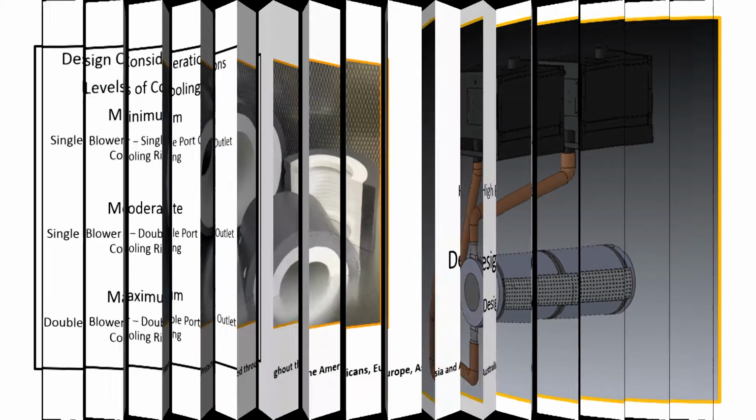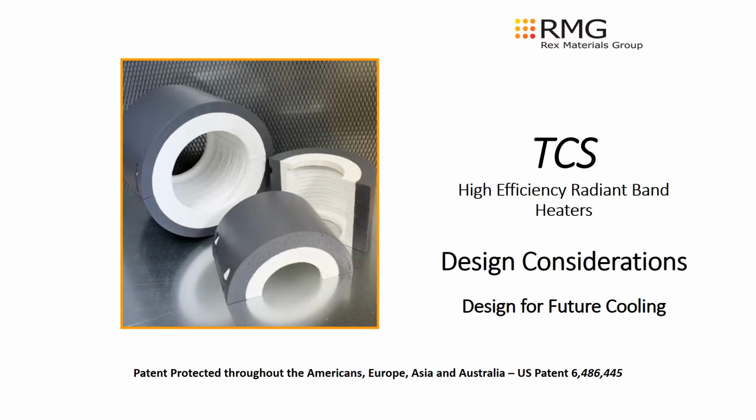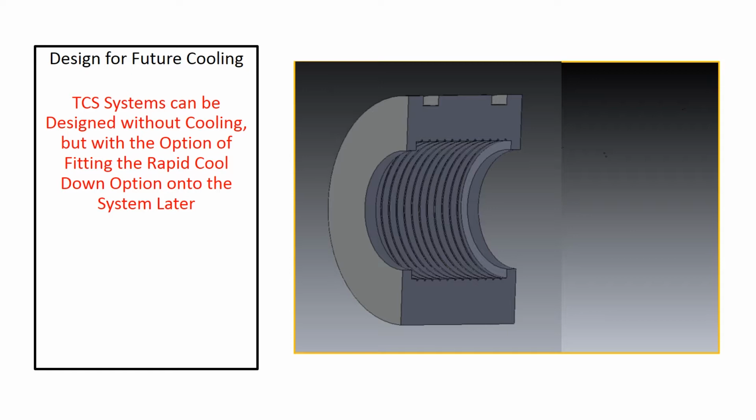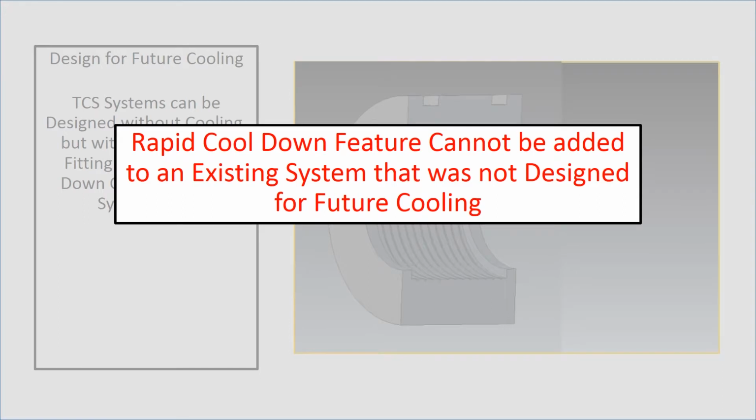An optional design approach offered with TCS is called Design for Future Cooling. This option allows a system to be designed with the correct configuration so rapid cool down can be added later if desired, but without the immediate added cost of the blower and support hardware. It is very important to note that rapid cool down feature cannot be added to an existing system that was not designed for future cooling.